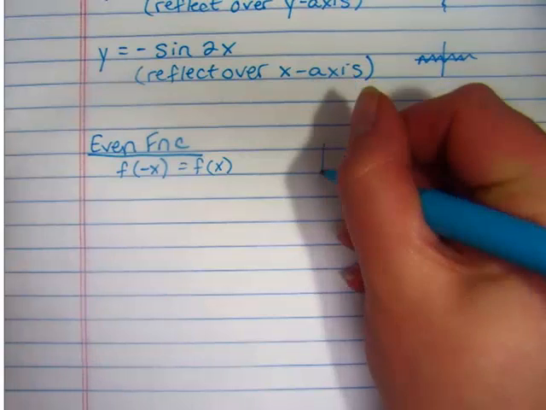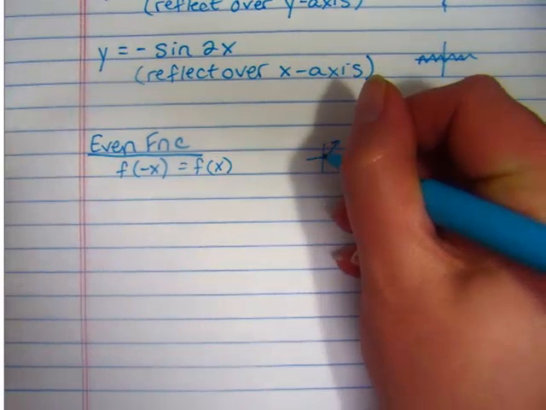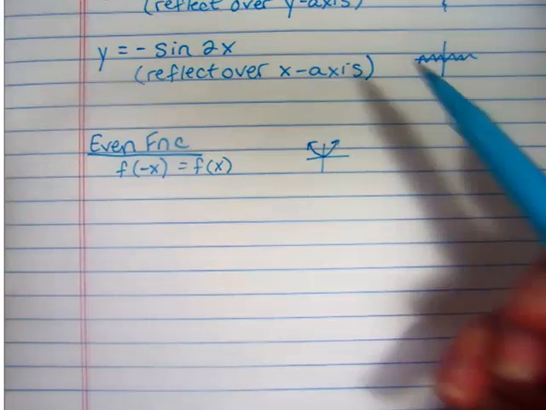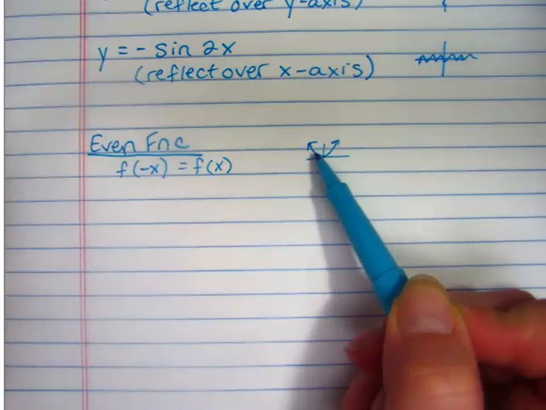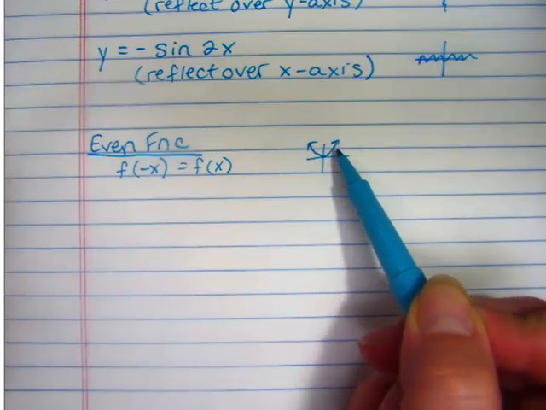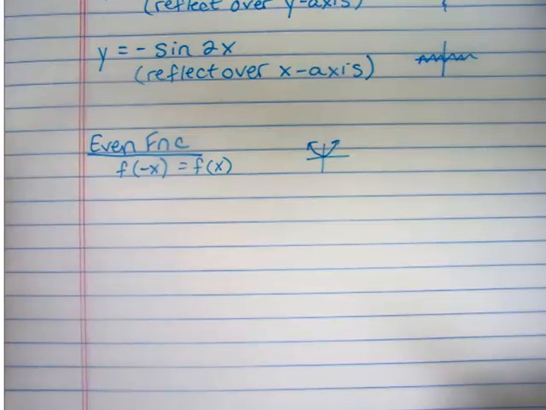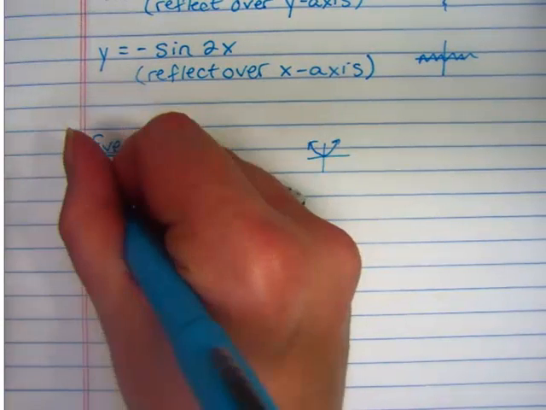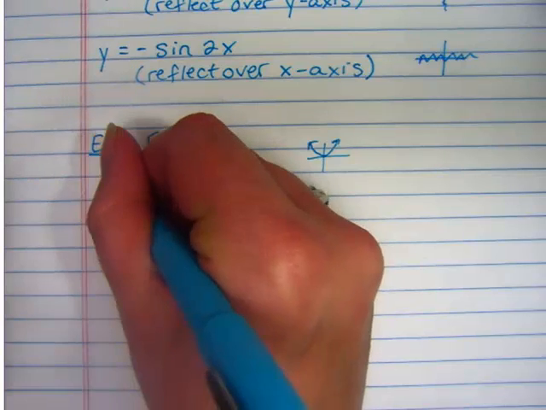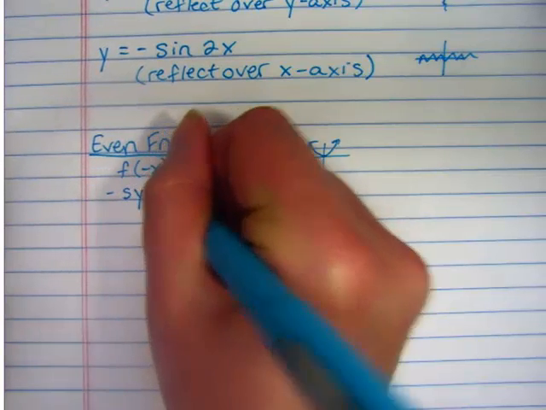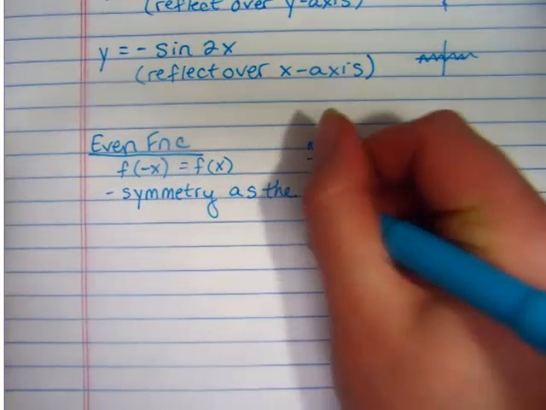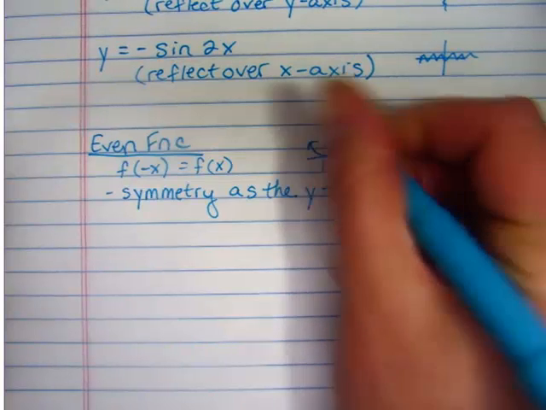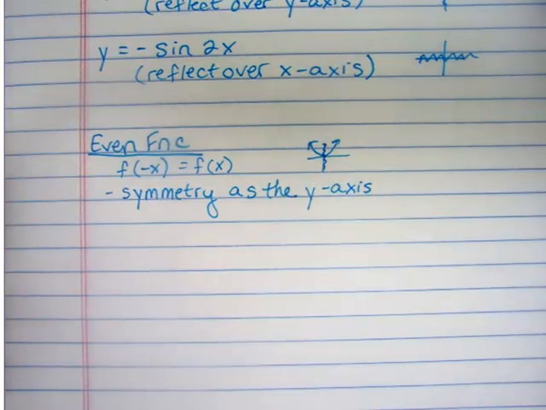An example of this would be a quadratic. This is without any other transformations taking place here. In my quadratic, whether I put a positive one in or a negative one in, they both give me the same output value, the same y value. Even functions, a couple of ideas with them. Even functions have a symmetry as the y-axis. So I can put a mirror down my y-axis and it reflects onto itself.